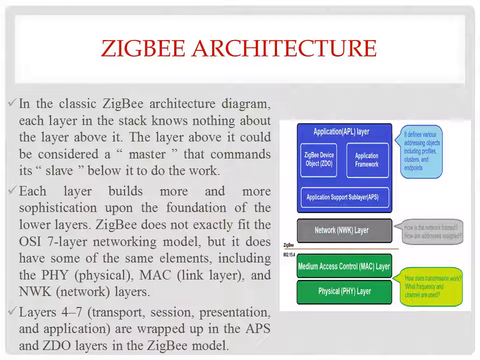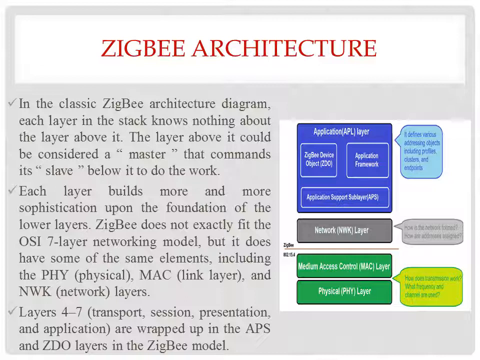The classic ZigBee architecture diagram contains the layers, and each layer in the stack knows nothing about the layer above it. The layer above it could be considered as master that commands its slave below it to do the work. Each layer builds more and more sophistication upon the foundation of lower layers.